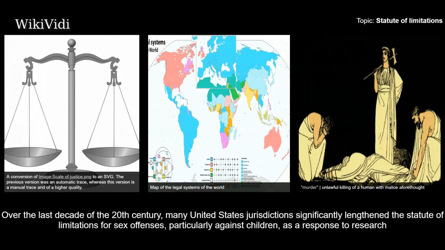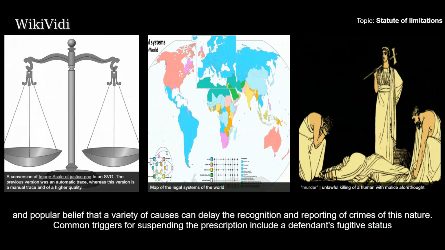Over the last decade of the 20th century, many United States jurisdictions significantly lengthened the statute of limitations for sex offenses, particularly against children, as a response to research and popular belief that a variety of causes can delay the recognition and reporting of crimes of this nature.